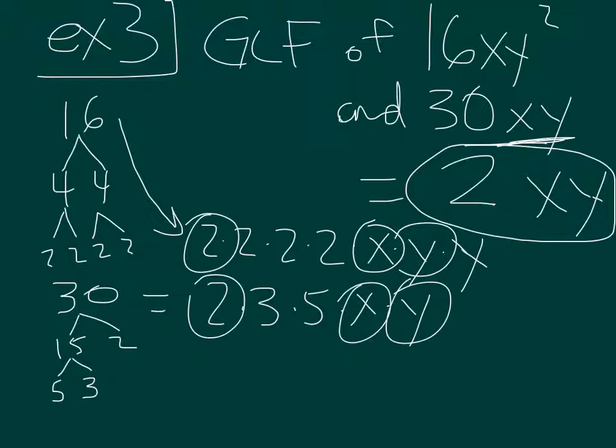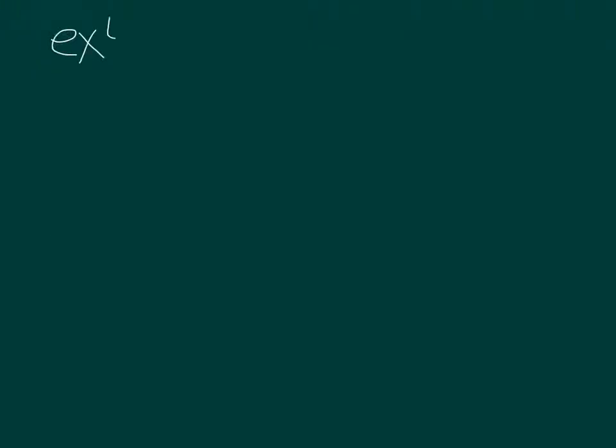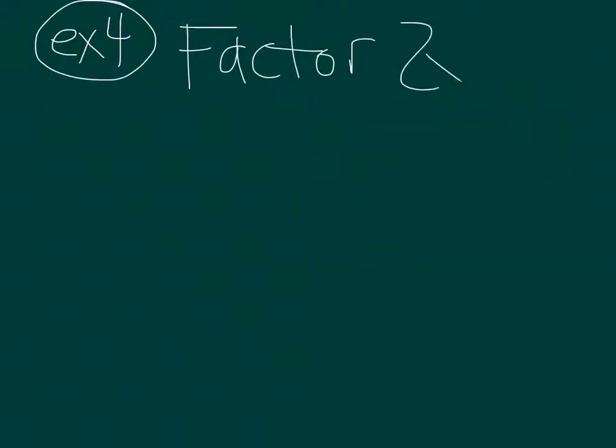Alright, and then we have one more factoring example, example 4. This is where it does get a little bit tricky. Example 4 wants you to factor 2x plus 6. Now this does get tricky. Factoring this is a polynomial because you have two terms.